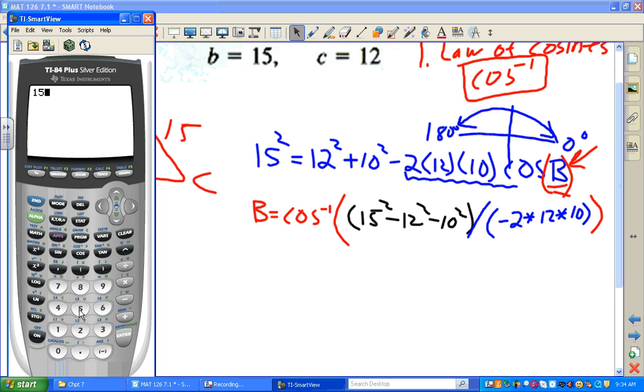So, 15 squared. Oh, I forgot my first thing. Inverse cosine. Parentheses. 15 squared minus 12 squared. A lot of times with these arguments, even in calculus, they have problems typing things into the calculator that are large calculations. This isn't a large calculation, there's just a lot of things to it. Negative 2 times 12 times 10. There's my denominator. There's my inverse. 85.5. Okay. So, B is equal to 85.5 degrees.